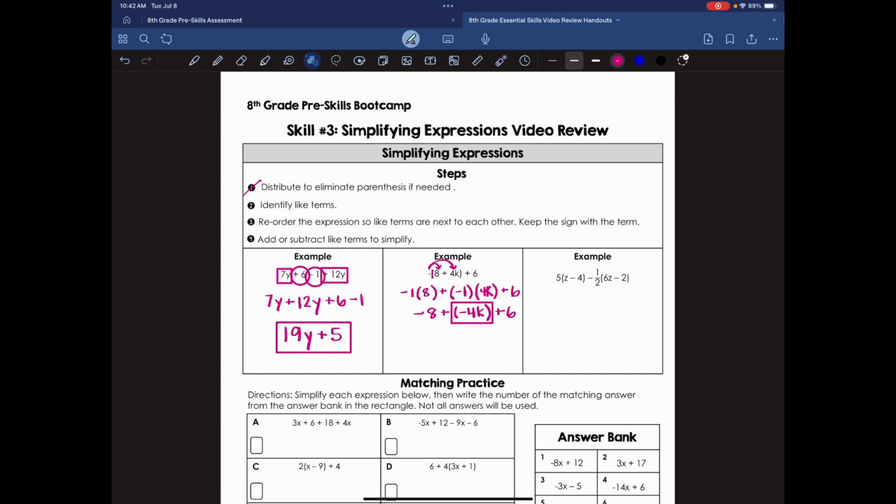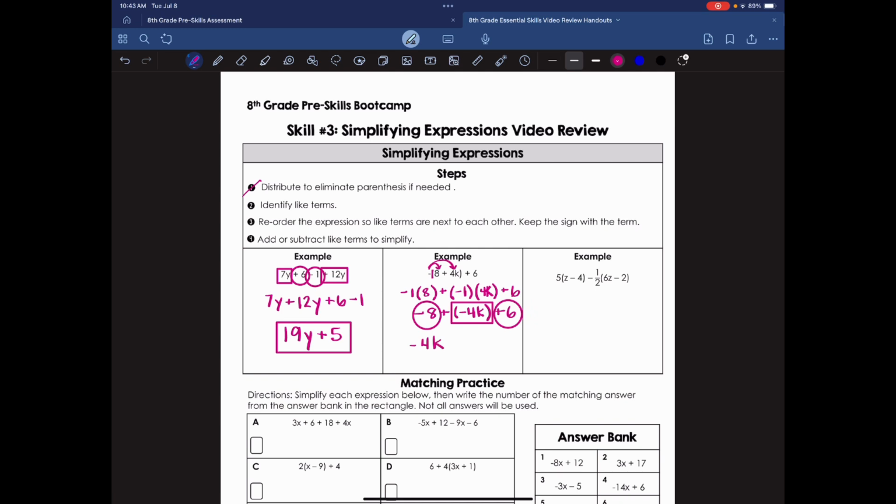And then I have the -8. That doesn't have a k, so I'm going to use a different shape, my circle, and the positive 6. Okay, it doesn't matter what comes first. I like to put my variables first, so I'm going to put negative 4k in front. This is step 3 where we're reordering the terms.